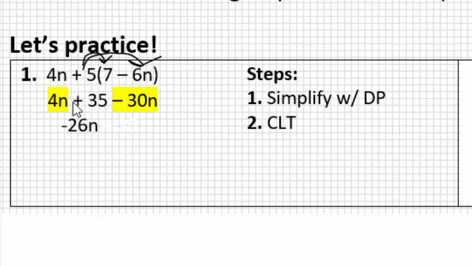And then I noticed we just have one term left, this positive 35, which is a constant, and there aren't any other constants. We've already combined the n terms, so we just write this at the end. So using our two steps of the distributive property and combining like terms, we took the expression 4n plus 5 times the quantity 7 minus 6n. We simplified it down to two terms, negative 26n plus 35. Let's practice on one more.